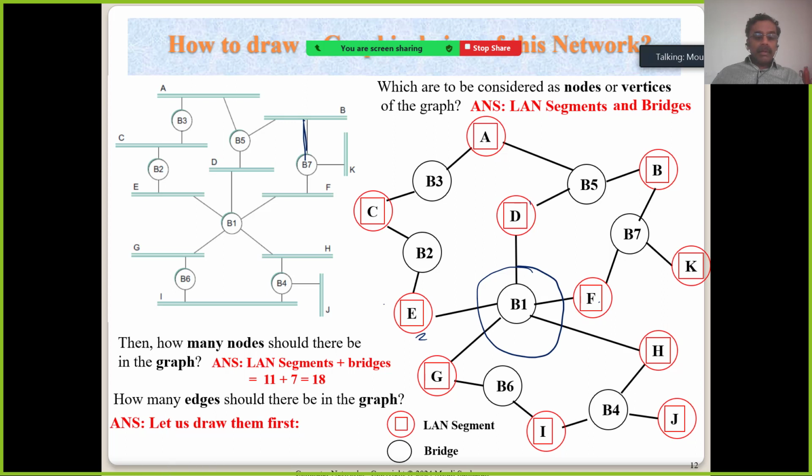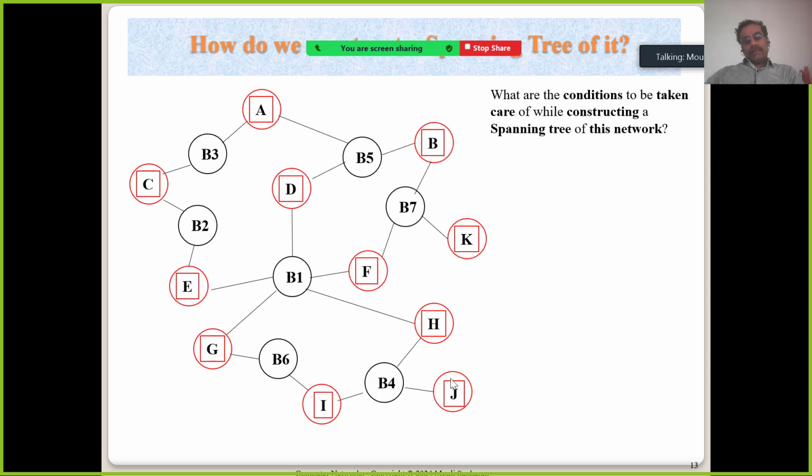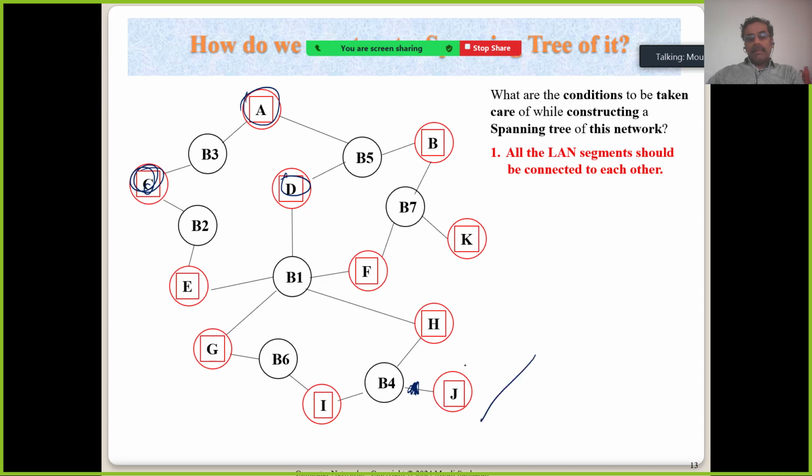Now, are there any loops? Yes, cycles are there. Now, what are the conditions to be taken care of while constructing a spanning tree? You can tell me. Whatever land segments you see, these are all land segments, right? None of them should be left out. It means I cannot say that I will disconnect this link, that I will disable or invalidate that link, because then the J will be left off. So I don't want any of the land segments to be left out.